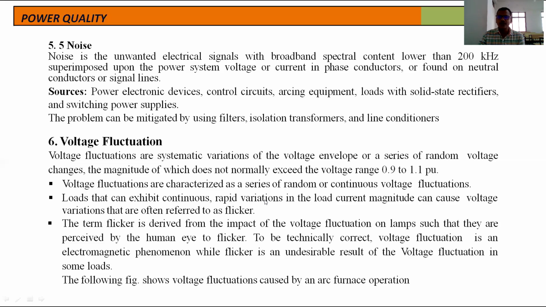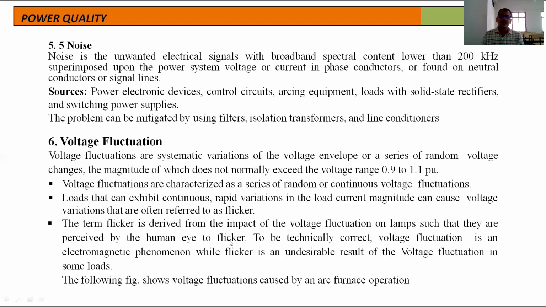Loads that can exhibit continuous rapid variations in the load current magnitude can cause voltage variations that are often referred to as flicker. Okay. Flicker is nothing but fluctuation when it is continuous and rapid in the load current magnitude, then it is called a flicker. Flicker is nothing but continuous rapid variations on the load side. The term flicker is derived from the impact of the voltage fluctuation on lamps such that they are perceived by the human eye to flicker.